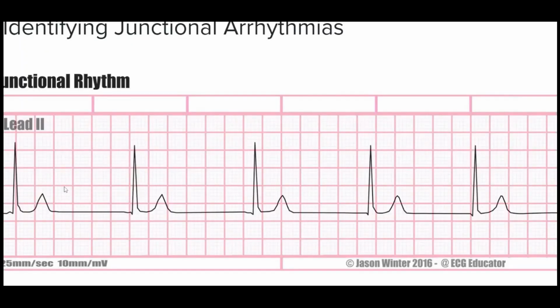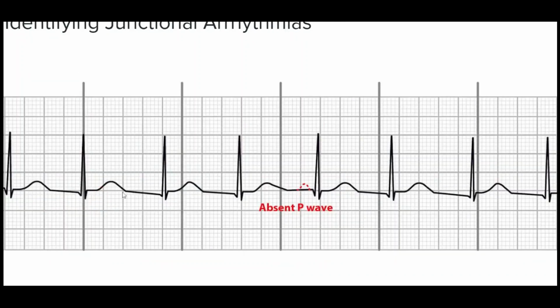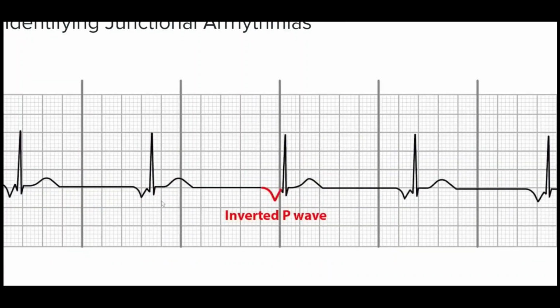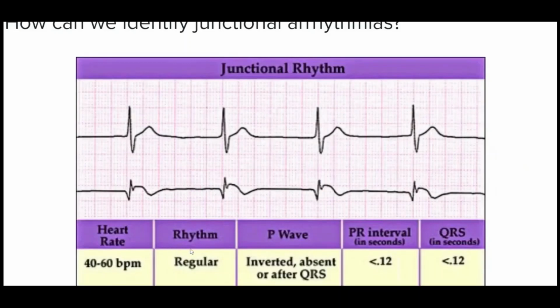On the other hand, junctional arrhythmias on the EKG show absent or inverted P waves. 40 to 60 beats per minute is a typical junctional pacemaker heart rate. The rhythm is still regular, but the PR and QRS intervals are less than 3 small squares instead, or 0.12 seconds. Junctional arrhythmias are a type of arrhythmia that are irregular heartbeats caused by the failure of the sinoatrial node.